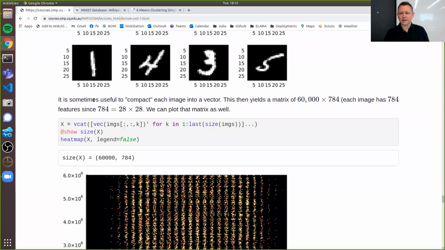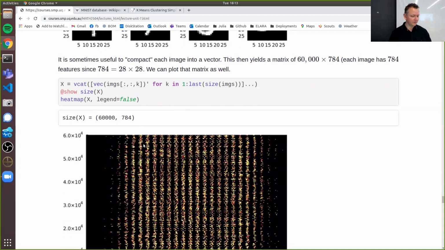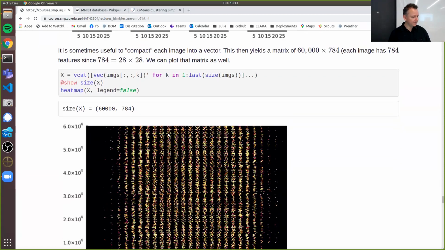And we have 60,000 of them. So we have 60,000 different digits here, each of them with 784 pixels. So if we flatten out this image, scan line, scan line, scan line, and put them all in a row, that's going to be a row of this matrix. And then there's going to be 60,000 rows stacked on top of each other.